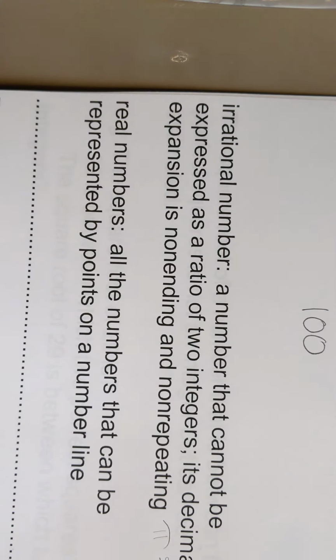Now, we also have what are called real numbers. Real numbers are all the numbers that can be represented by points on a number line. So, real numbers can be rational or irrational. You might say, well, what about pi? Could I put pi on a number line? Absolutely, I could. I could graph it between the 3 and the 4, much closer to the 3. So I can still graph it. It's still a real number. It's just not a rational number, which is why we call it an irrational number.